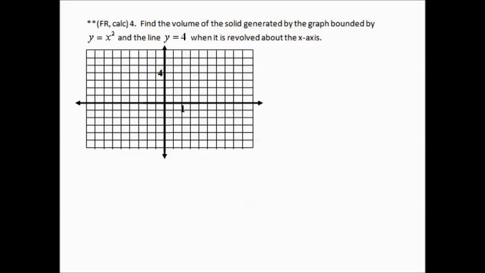Always we start with drawing our region. Find the volume of the solid generated by the graph bounded by y equals x squared. I wanted to maximize the picture that we have. So notice how I'm counting differently on the x and y axis. Over 1 and up 1 actually is here. Over 2 and up 4 actually is here.